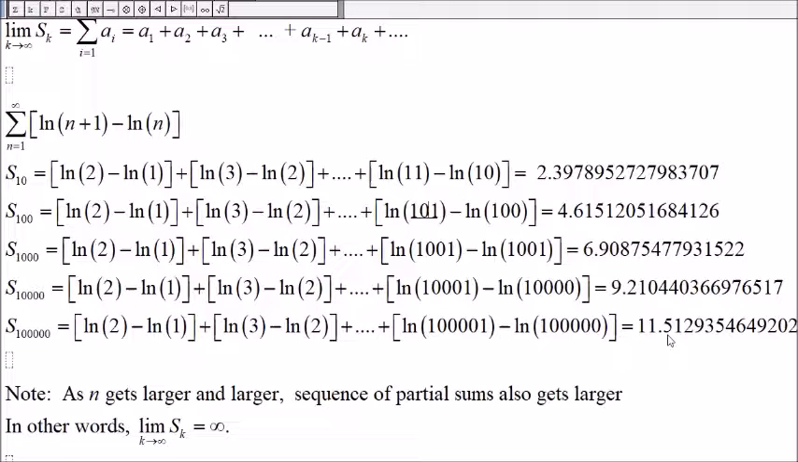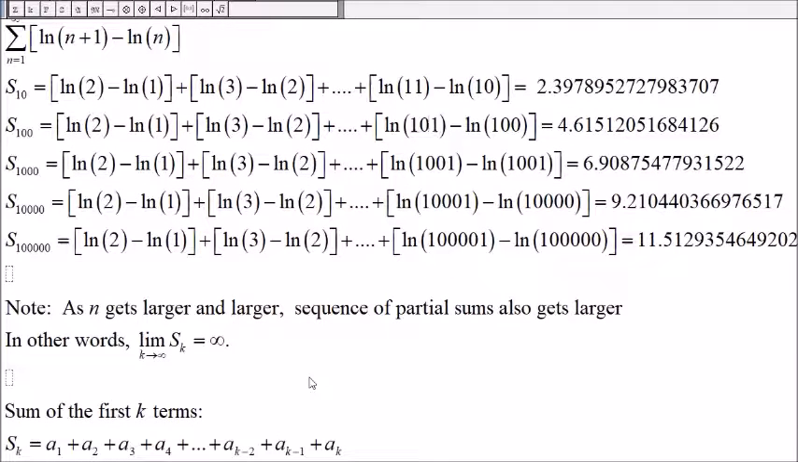So it looks like as n gets larger and larger, the sequence of partial sums also gets larger and larger. From here it looks like as n runs to infinity, the sequence of partial sums also runs to infinity. But this is just by looking at the pattern. Now let's find the sum of the first k terms, and then we can show that the sequence of partial sums does approach infinity.